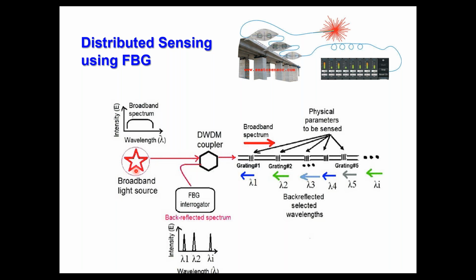And you send a broadband light source for exciting this fiber, and you can monitor each of these wavelengths in the control room, and you can easily predict from which location this particular lambda is arriving, or what kind of change of strain, temperature, everything is locally happening at that location.